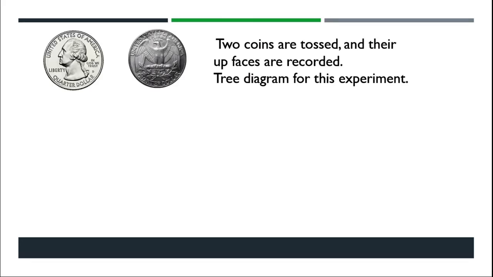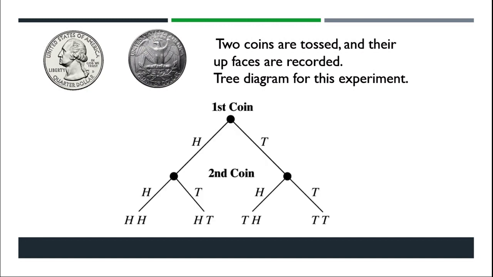A useful tool is a tree diagram. Two coins are tossed and their up faces are recorded. List all the sample points for this experiment by a tree diagram. You can draw the tree diagram from the top to the bottom or from the left to the right.